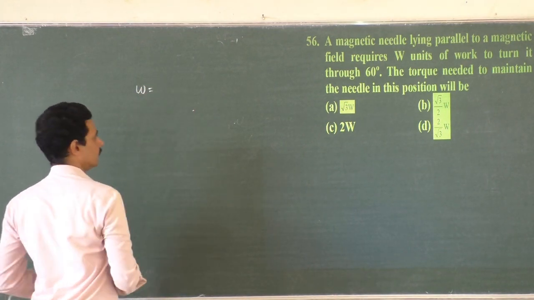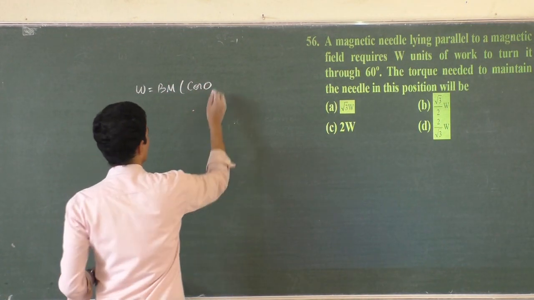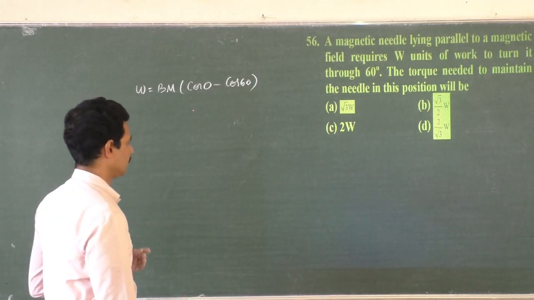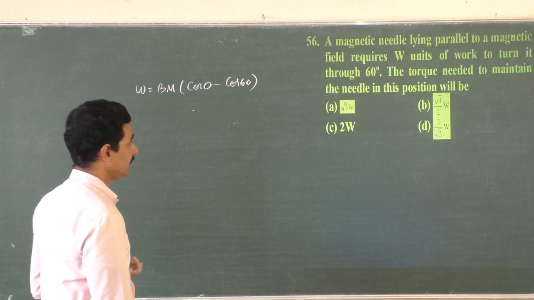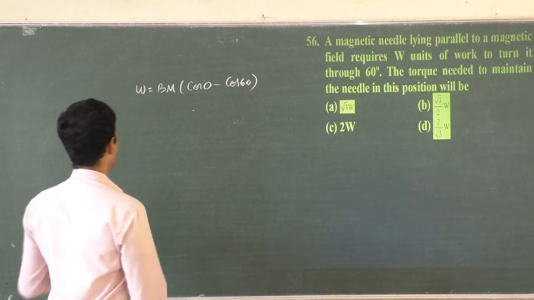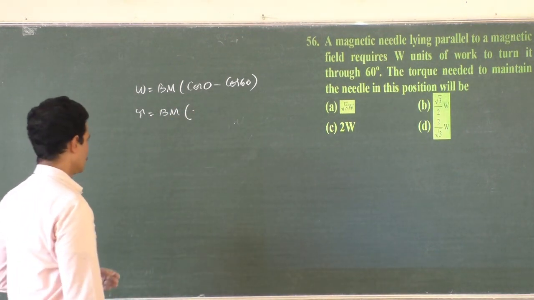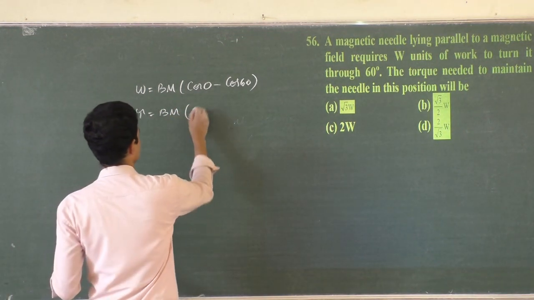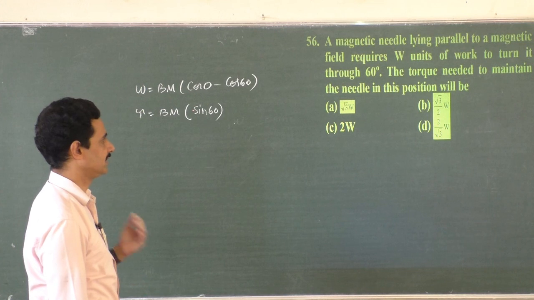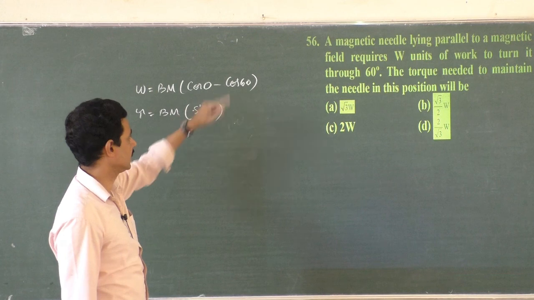Work done is equal to Bm into cos theta 1 minus cos theta 2, let us start from 0. W is equal to Bm into cos theta 1 minus cos theta 2. Torque needed to maintain this needle in this position, right? Torque tau is equal to Bm sin theta, right? Sin 60. Bm sin 60. In this position means 60 degrees.